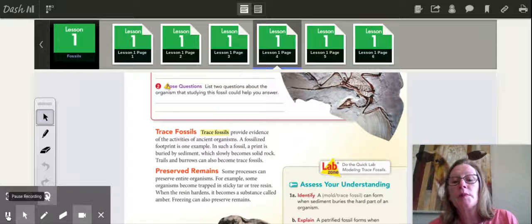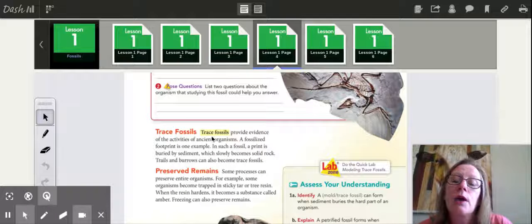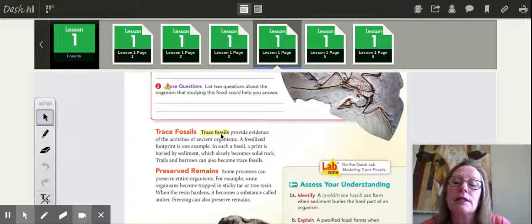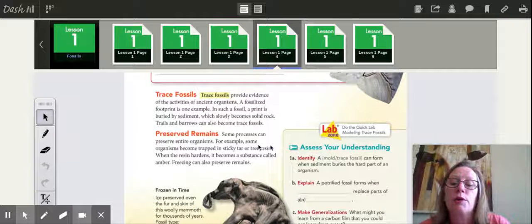Next, we move on to page 201 and highlight or underline trace fossils provide evidence of activity of ancient organisms. So a lot of times this might be a footprint or a nest. It's not actually the organism, but it's just evidence of an organism, like its activities. Then preserved remains. These can preserve entire organisms. And right here, underline that it's trapped in sticky tar and resin. Once it hardens, it becomes a substance called amber.